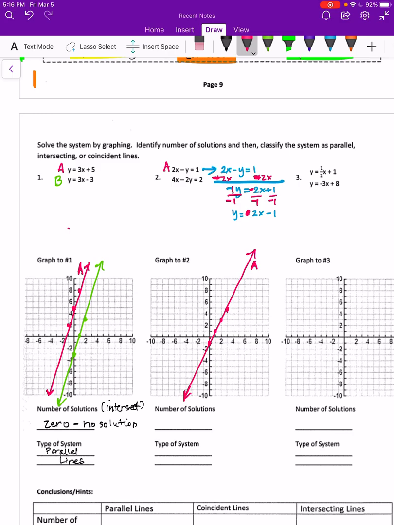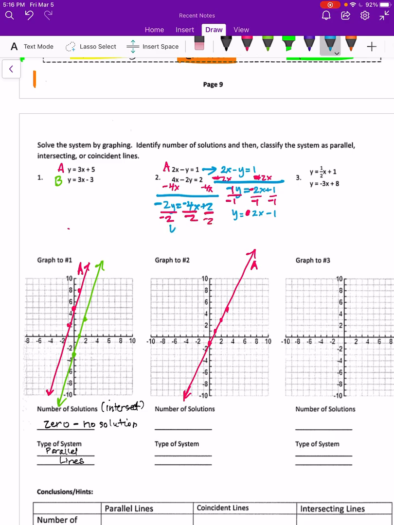All right, now number 2. Let's go ahead and solve this. So again, I got to manipulate this one. It's not in slope-intercept form, so I'm going to subtract 4x to the other side. So that gives me negative 2y equals negative 4x plus 2. Divide by negative 2 on every term.